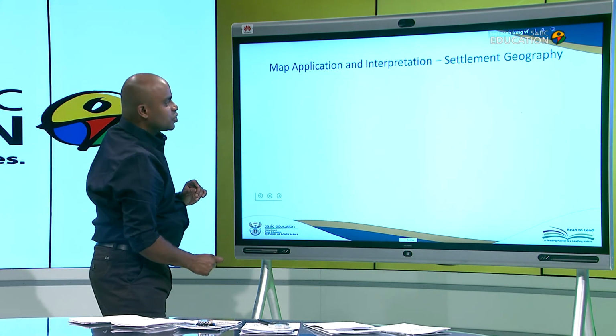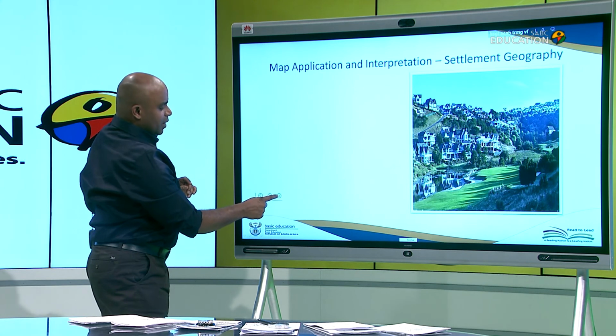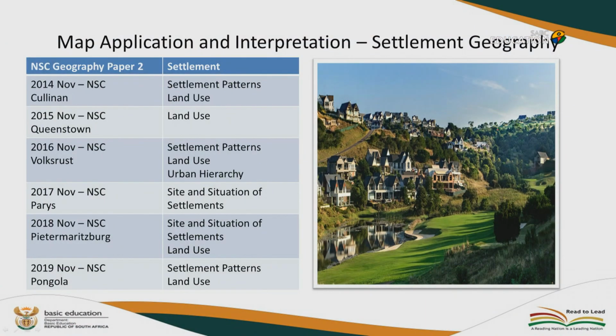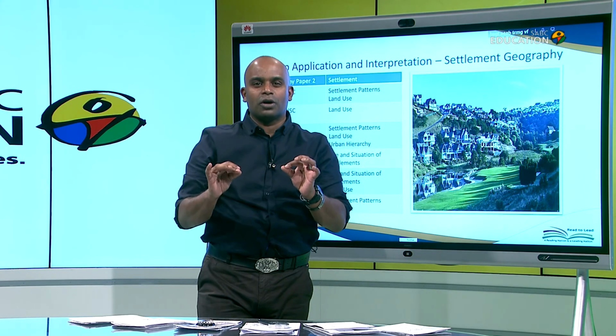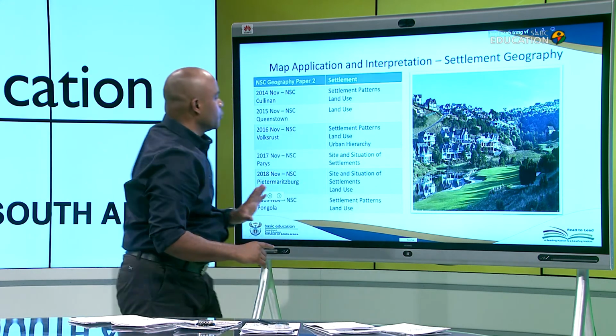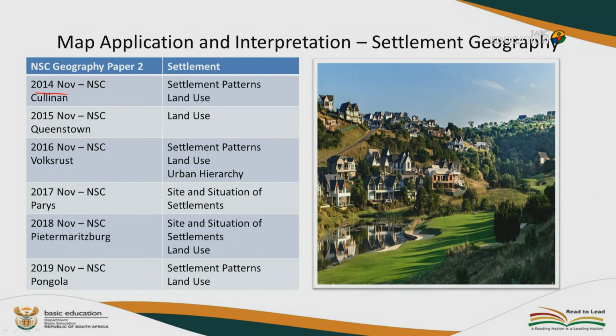If we look at the next question, still with the same map, we now move on to the application of settlement geography on a map. And in order for us to understand settlement geography, we are now going to apply. I've got the following for you. In 2014, settlement patterns, land use. And with that, guys, we'll continue for our next episode where we will continue with the application of settlement geography as well as economic geography on a topographical map.